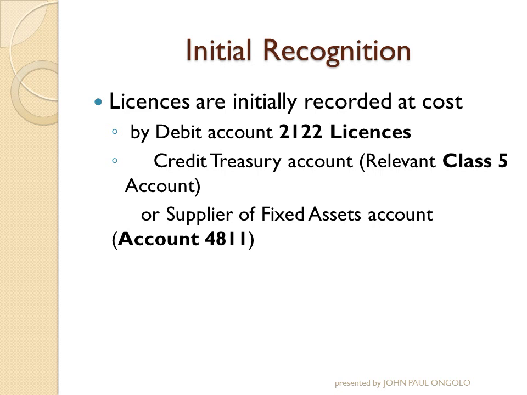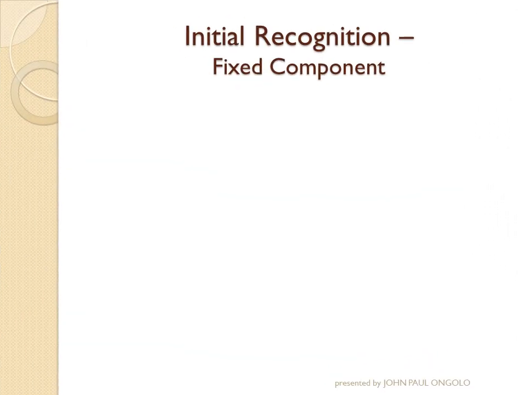Initially, licenses are recorded at cost, and the cost is the cost incurred to purchase or to obtain that right or that authorization from the licensor. And this is done by debiting account 2.1.2.2 and crediting a treasury account, any relevant class 5 account, or crediting a supply or fixed asset account if the license was obtained that way. So in the previous slide, we saw that licenses are initially recognized at cost, and usually the cost is the cost incurred to purchase or to obtain the license.